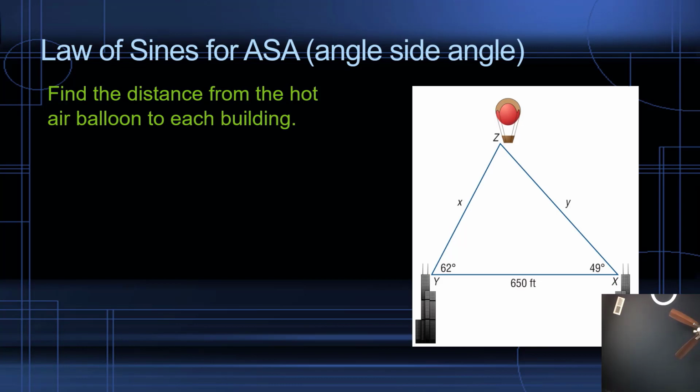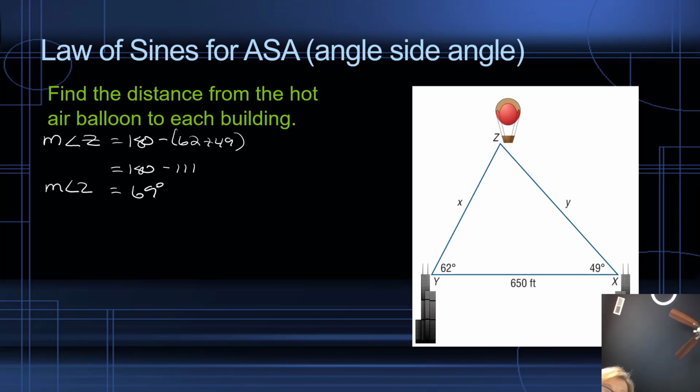So this is the law of sines again, and we need to find the distance from the hot air balloon to each building. Well, first of all, we need to find the measure of angle Z. The measure of angle Z equals 180 minus 62 plus 49. Well, 62 plus 49 is 111. So that means the measure of angle Z is 69 degrees. So we're going to go ahead and write that up there.